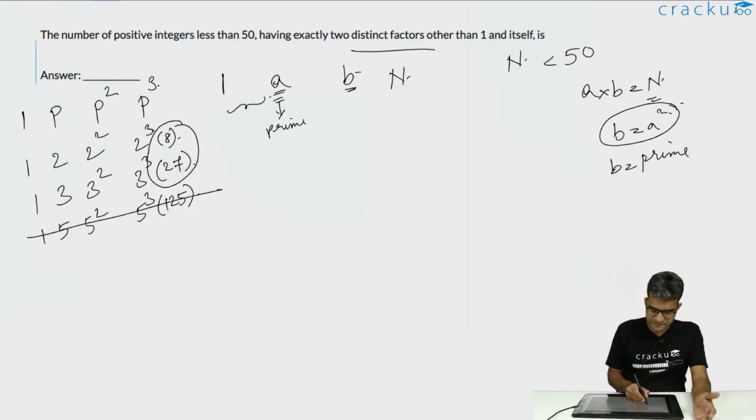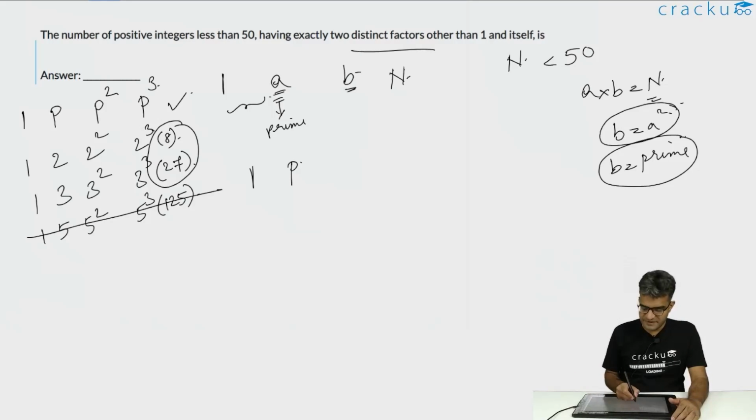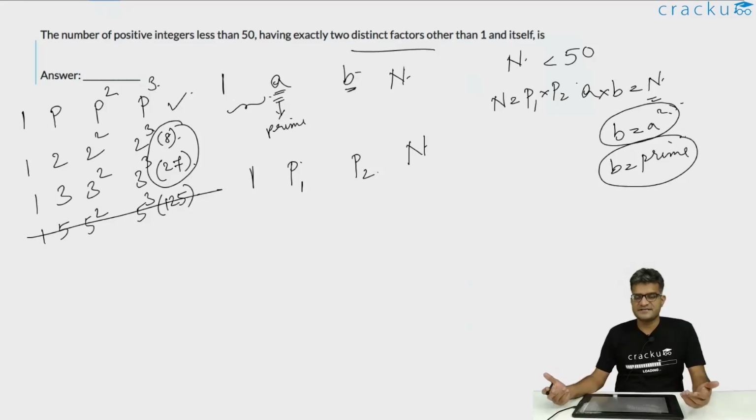These two are allowed. In the second case, we are assuming that b is a prime number. So basically we have 1, we have a prime number p1 say, and we have another prime number p2, and we have n. And the value of n is one prime number p1 into another prime number p2. What are all the cases that are possible? Over here there is no easy way to do it. We have to just manually enumerate it.